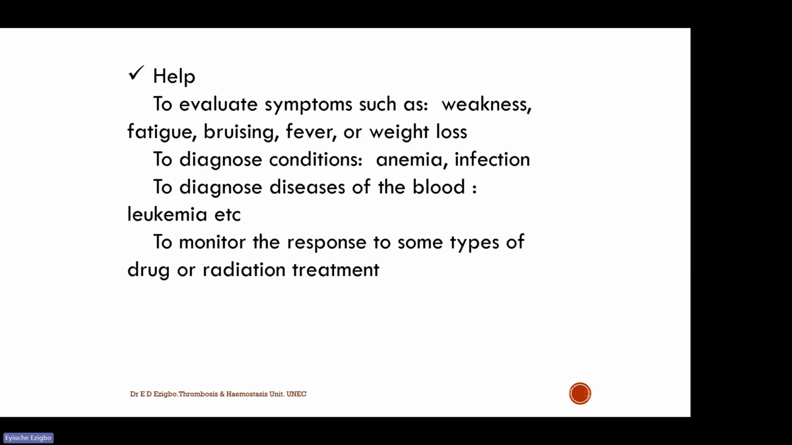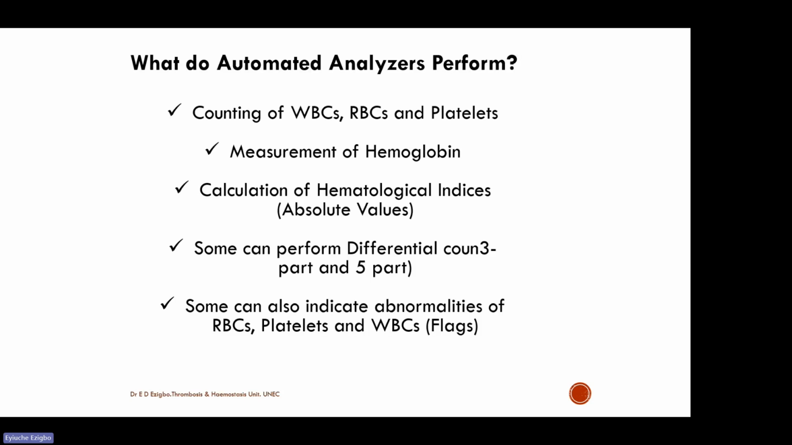Somebody that is complaining of weakness and you were able to carry out the full blood count and observe that the hemoglobin level is low, that may be contributing to the weakness. Fatigue, bruising, fever, or weight loss. When somebody has fever, you expect the WBC to be high. Okay. To diagnose conditions of anemia, infection, to diagnose disease of the blood like leukemia, to monitor the response to some types of drug or radiation treatment. So these are some of the advantages of automation in hematology.